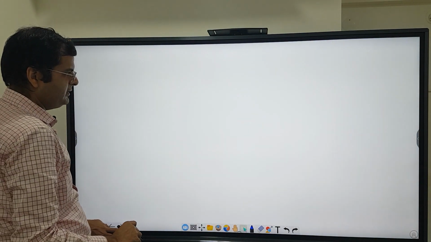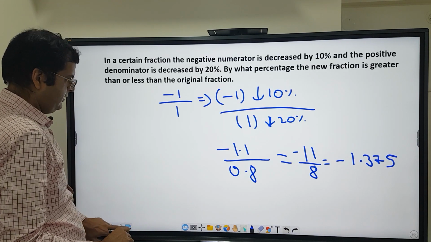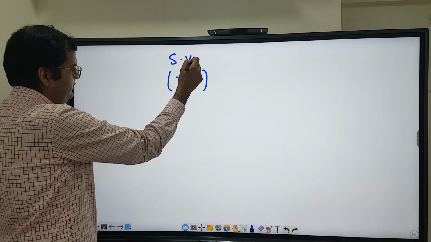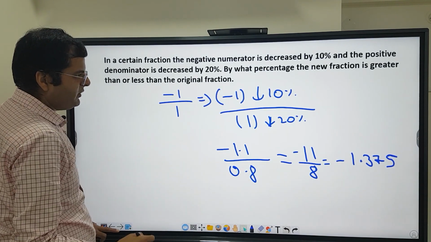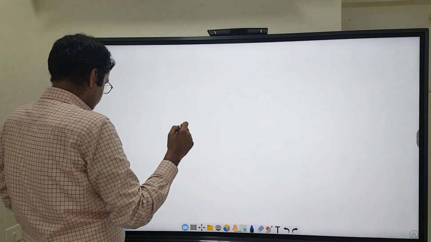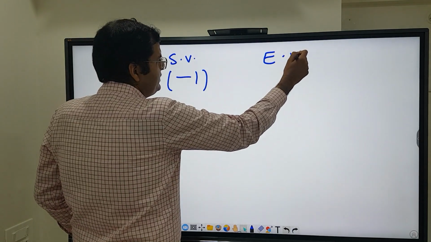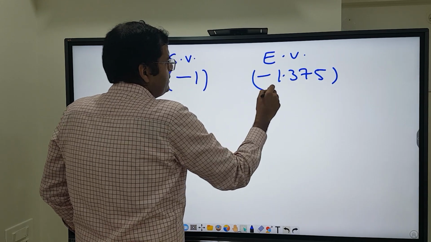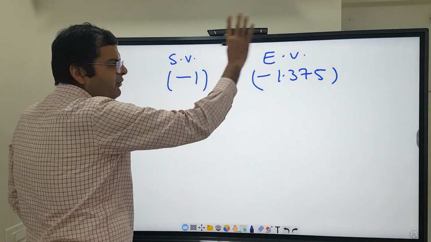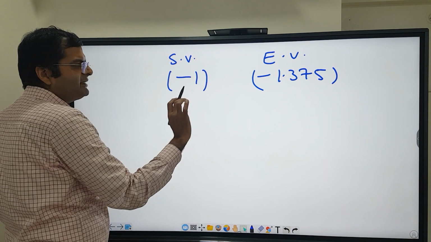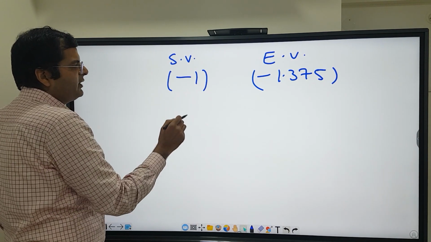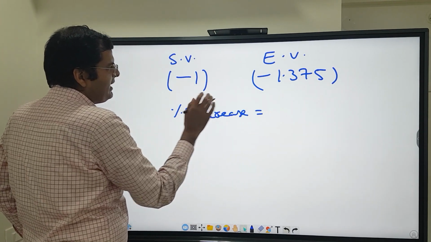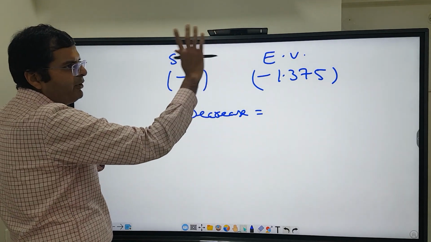Now the starting value is minus 1 and the ending value is minus 1.375. So you start with minus 1 and you have become further more negative. That means there is a percentage decline happening. What is the percentage decline? So there is a decrease happening. You are at minus 1, you come to minus 1.375.